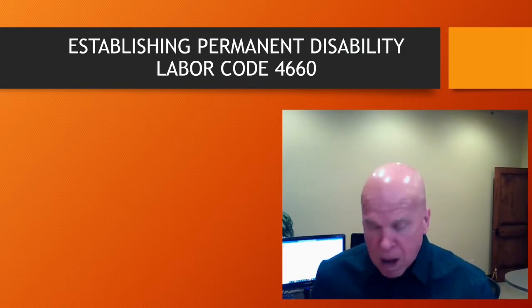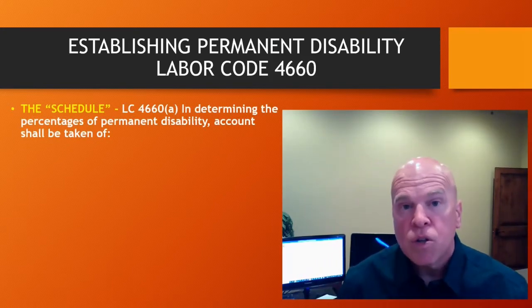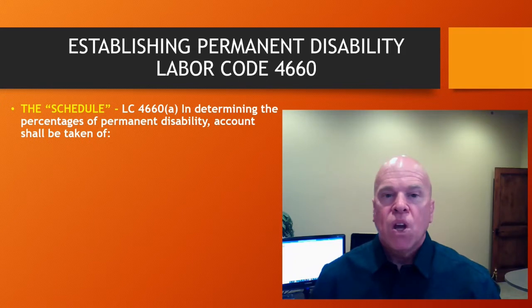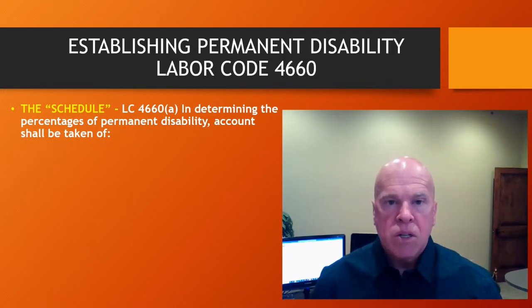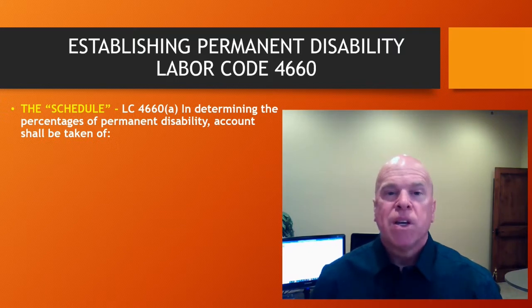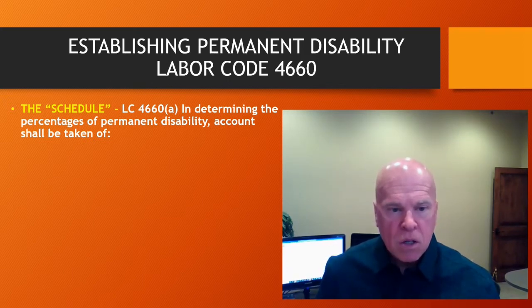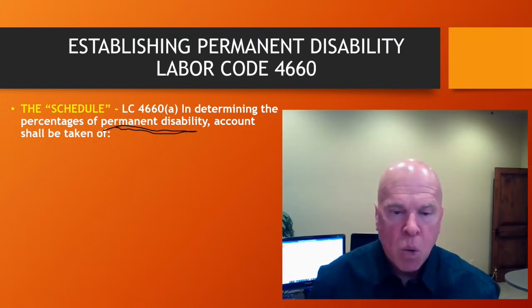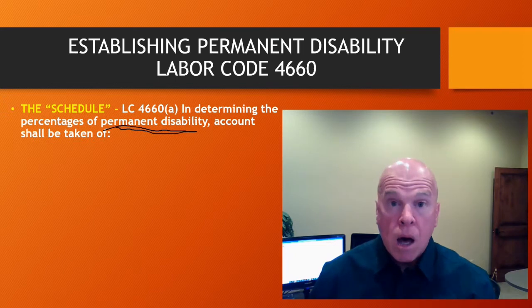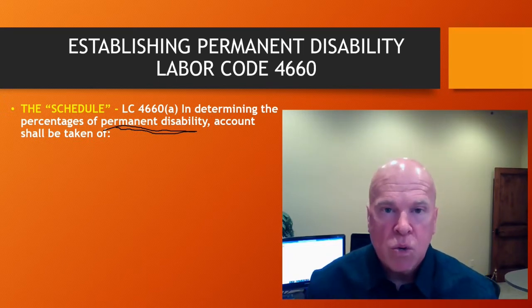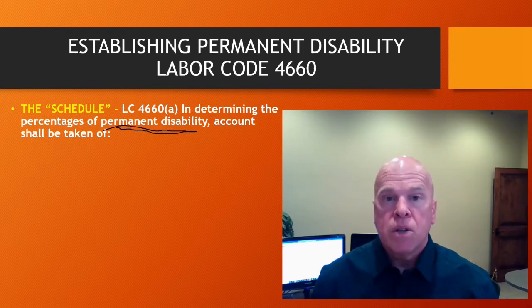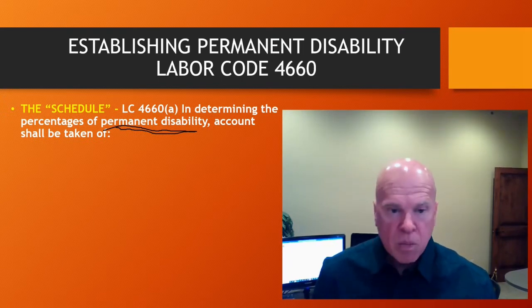So let's begin by talking about the permanent disability rating schedule here in the state of California, and how permanent disability is established, as described under Labor Code 4660. Let's go through a couple of the key passages from 4660. Labor Code 4660 tells us that in determining the percentages of permanent disability, meaning the examinee's final permanent disability award, account shall be taken of, and here Labor Code 4660 goes into a couple of the different components that comprise the permanent disability percentage.